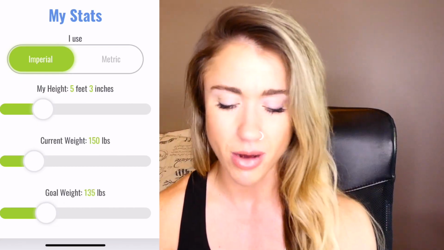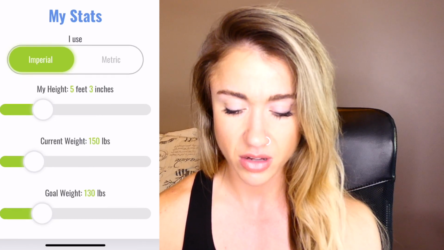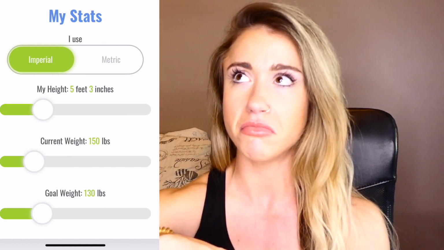so just kind of put a rough ballpark range for this part. So I don't know, maybe she wants to lose 20 pounds, but again, it might end up being different, but just put something that's similar-ish.